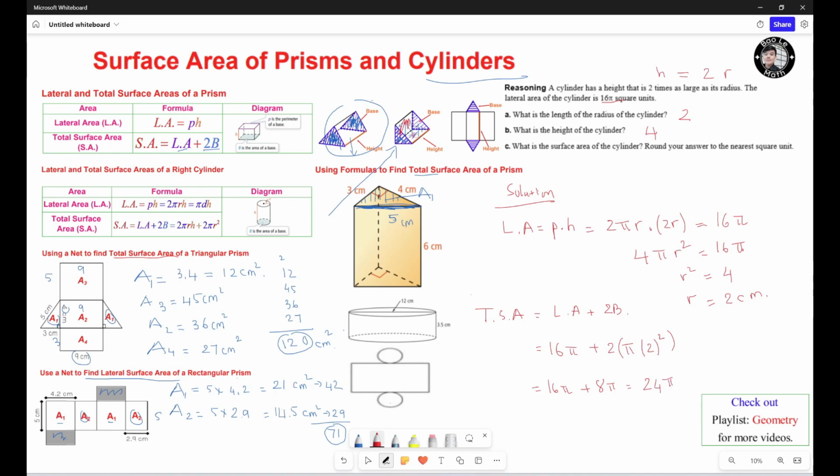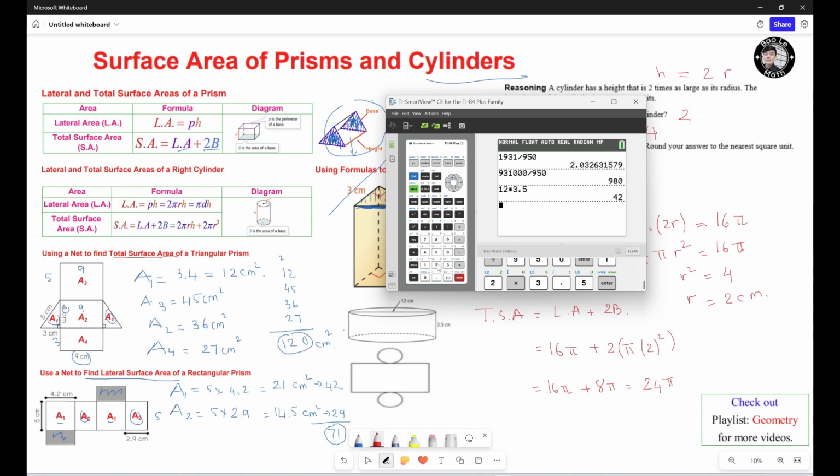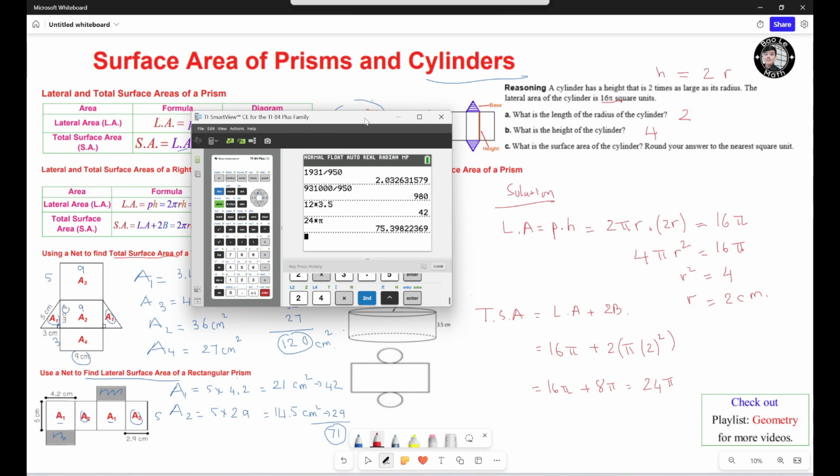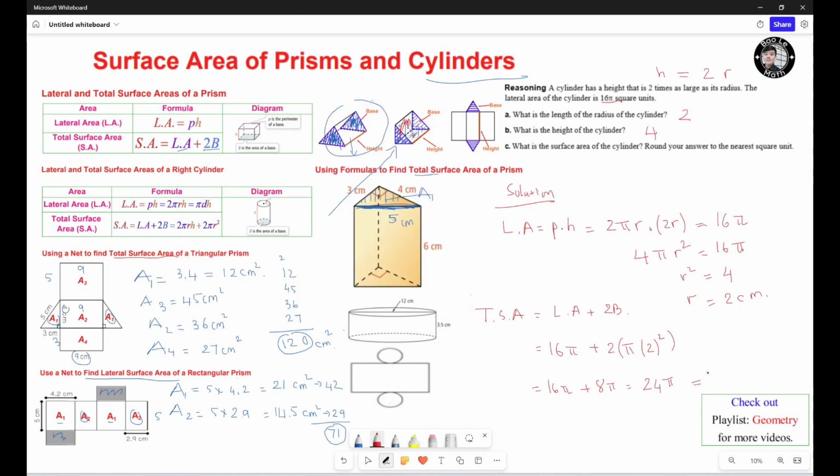So we bring up the calculator. We have 24 times pi, which is 75.398 something. But the question asks you to round your answer to the nearest square unit, so it should be 75. So the answer should be 75 square units right here. And that's the answer, right?